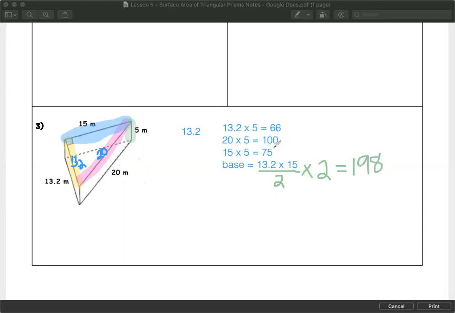So I've got my 3 lateral faces. I've got my 2 bases here. I'm going to add these all together to get my total surface area of 439 meters squared. And that's it.